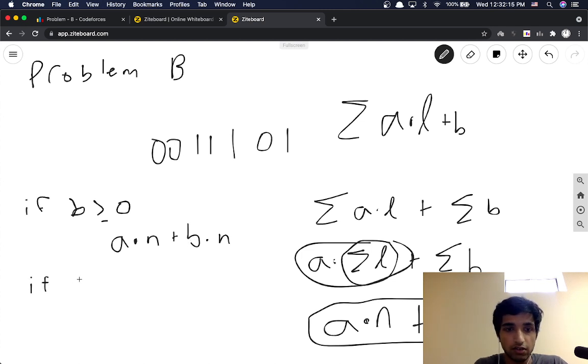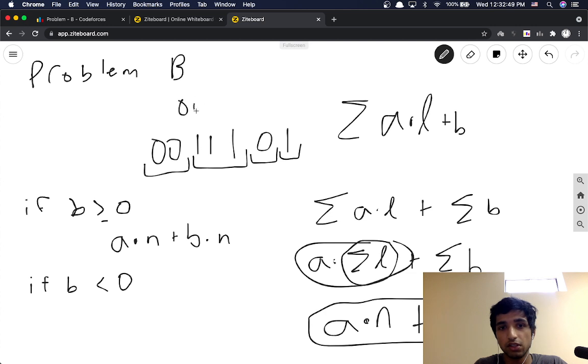However, if B is negative, then we want the number of deletions to be as small as possible. So the smallest possible number of deletions. This is a slightly harder problem. So we have these contiguous runs. Here there are 4: consecutive zeros, consecutive ones, consecutive zeros, and a one. The number of deletions only depends on how many runs there are. If you notice, when you delete one run, then 2 runs merge together. These 2 merge together.